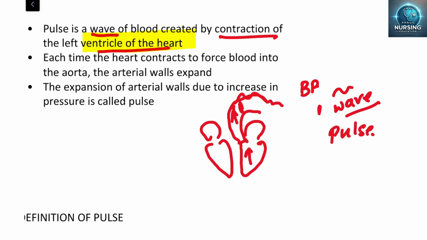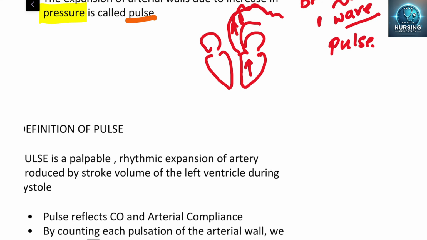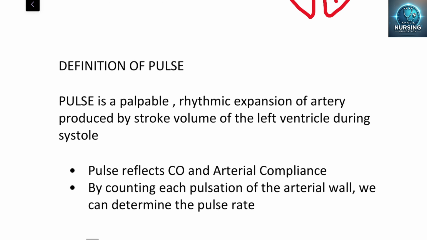Next, each time the heart contracts to force blood into the aorta, the arterial walls expand, as I said. The expansion of the arterial walls due to the increase in pressure is nothing but the pulse, isn't it? Next, what is the definition of the pulse? Pulse is palpable, so we can palpate it by assessing the radial pulse or the different sites of the pulse, and it is a rhythmic expansion of the artery produced by the stroke volume.